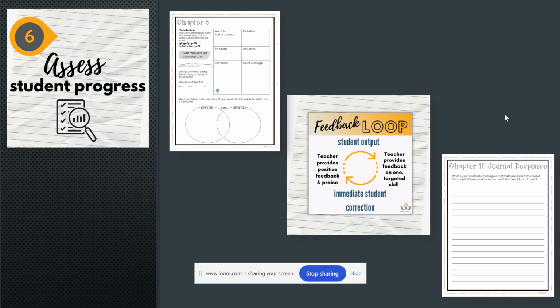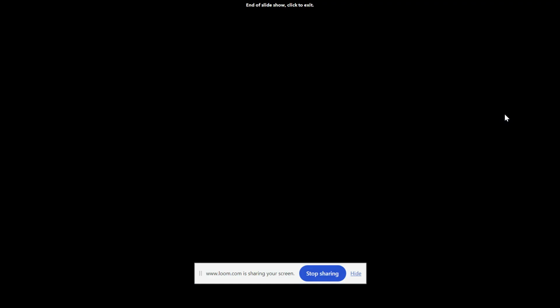And I don't even have to collect all the packets in one day and take 26 packets home. Maybe I'm just collecting one group's packets. I'm checking in to make sure that they're getting this one standards task. And after I do that for each group, maybe by the end of the week, I've checked in on everybody for that one standard. So I hope that is helpful.